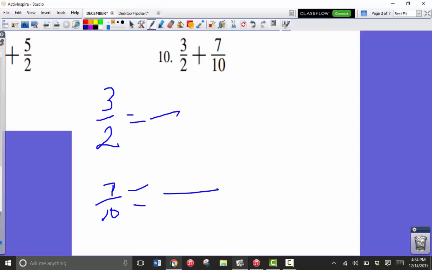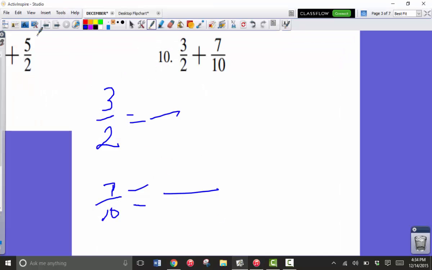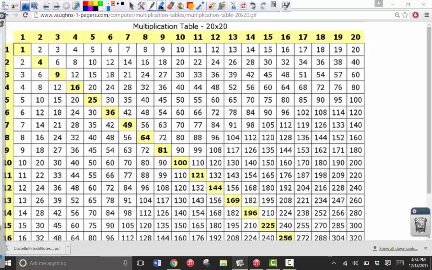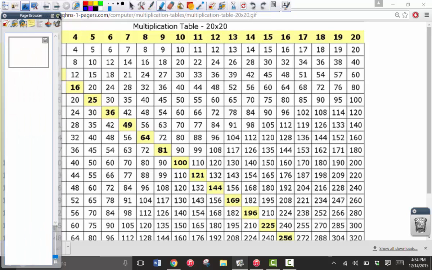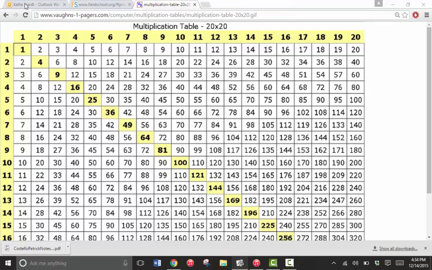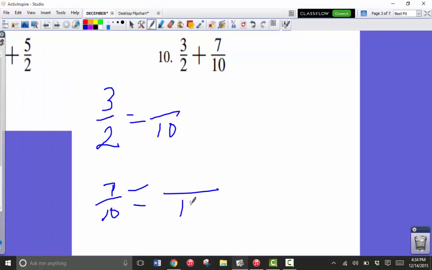Common denominator, if you look at your multiplication chart, so remember, this time we're going to go under the 2 and the 10 column, and you will notice the first one that they have in common is 10. So we will use that as our denominator. 10, 10. And then divide the denominators.